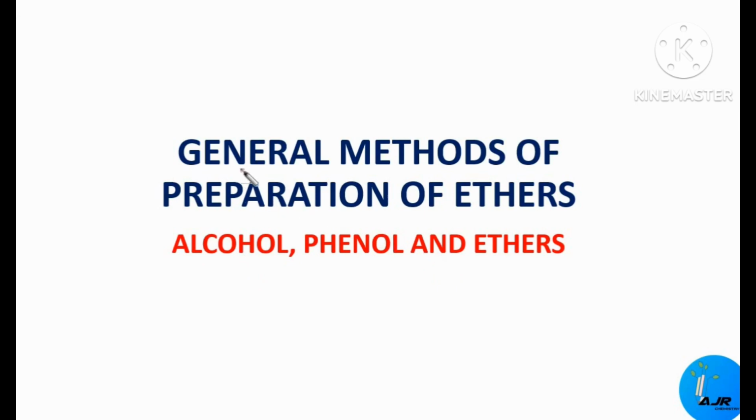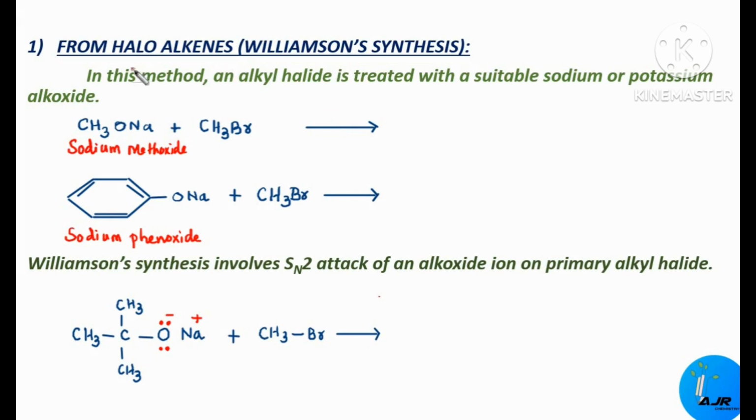So today we are going to see the general methods of preparation of ethers. First, let us see the very important preparation of ether, that is Williamson's ether synthesis. In this method, an alkyl halide is treated with a suitable sodium or potassium alkoxide. Here, methyl bromide is taken as the alkyl halide and sodium methoxide is also taken.